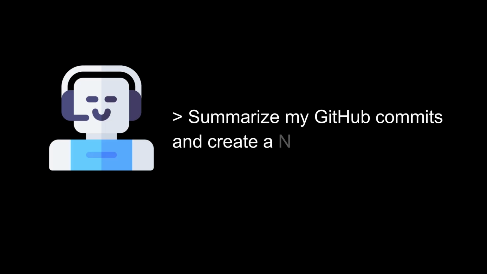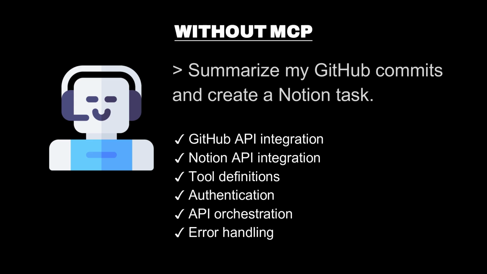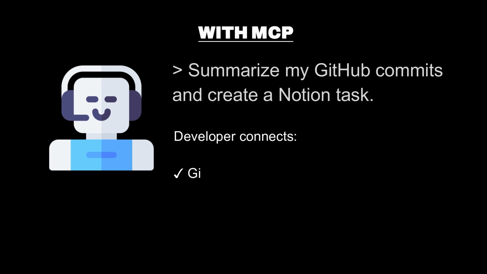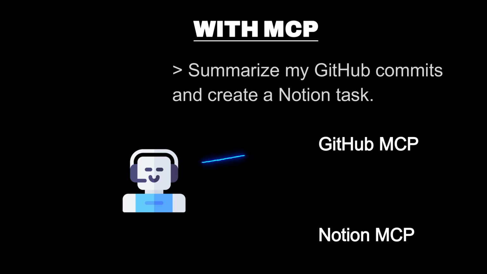How it works. Here is a simple example. Imagine you ask an AI assistant, summarize my latest GitHub commits and create a task in Notion. Normally, the AI would need direct access to your GitHub or Notion account. But with MCP, those services expose an MCP server. Your AI assistant acts as an MCP client.